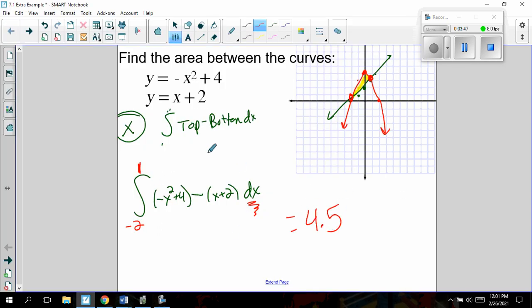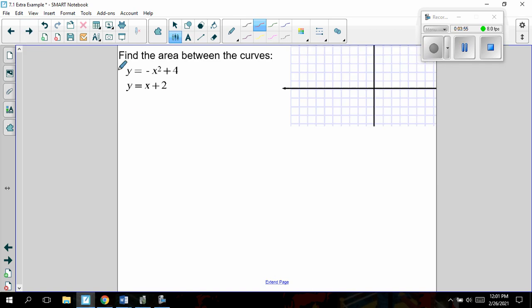And so on homework, we have to see the setups. We also obviously want the answer, but you have to have your setups. You can't just write the answers. All right, let's do this exact same problem again, only let's use in terms of y.